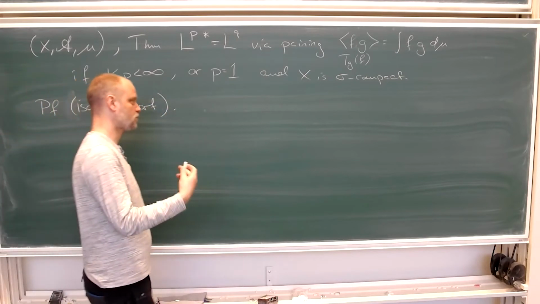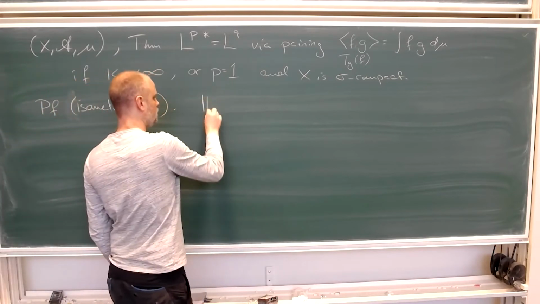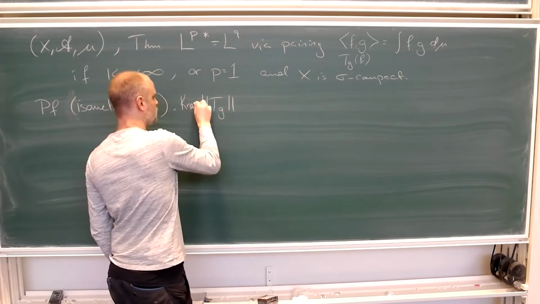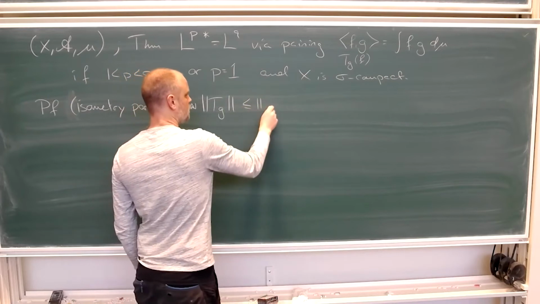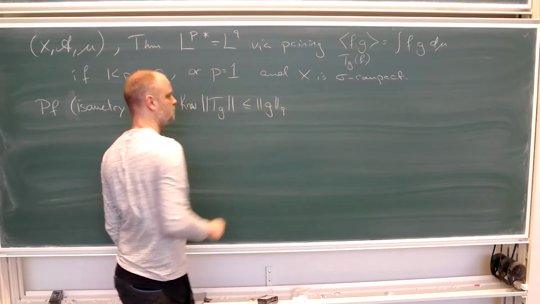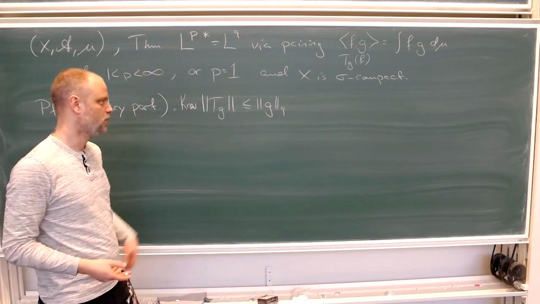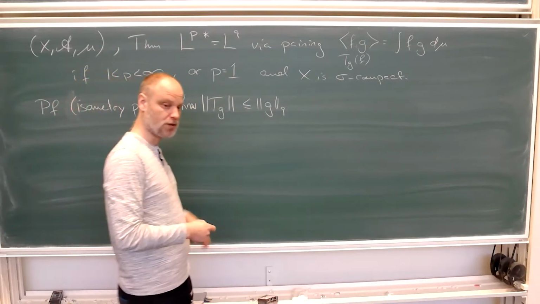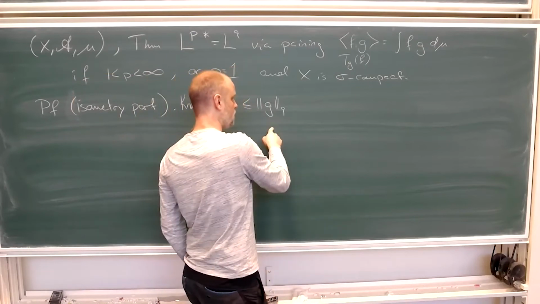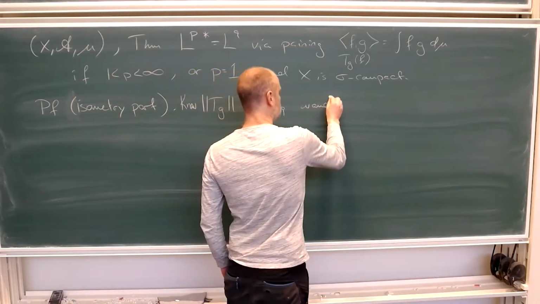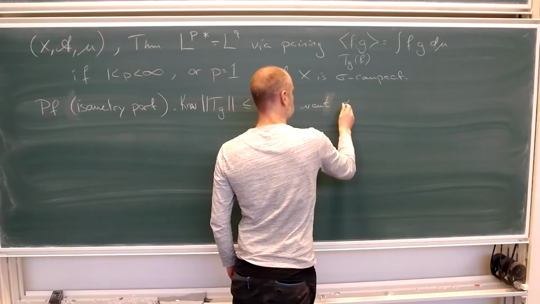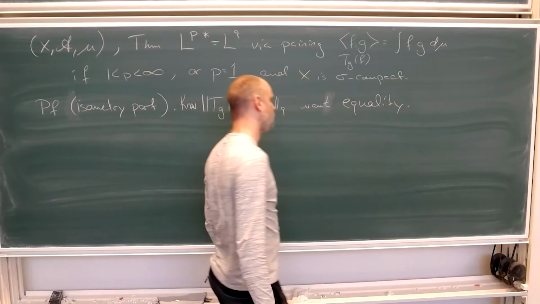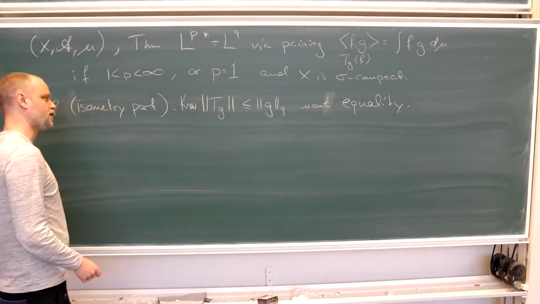Okay, so we want to show that we know that this is less than the norm of g in L^q. This is just Hölder's inequality, right? Here you do this supremum. We did this before, and we want equality. Okay. How do we get equality?